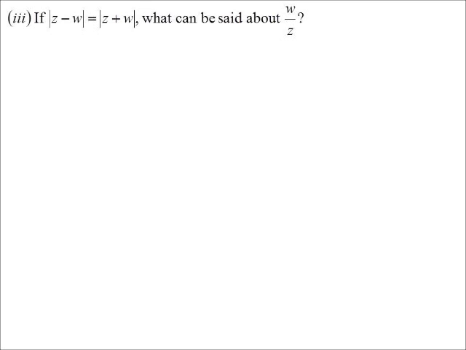If the modulus of Z minus W is equal to the modulus of Z plus W, what can be said about W divided by Z? Okay. They're telling us these two things are equal. The length of Z minus W is the same as the length of Z plus W. Those two vectors in regards to our parallelogram are the diagonals. So they're telling us in our parallelogram, the diagonals are equal. What is a parallelogram where the diagonals are equal? Yeah, rectangle.